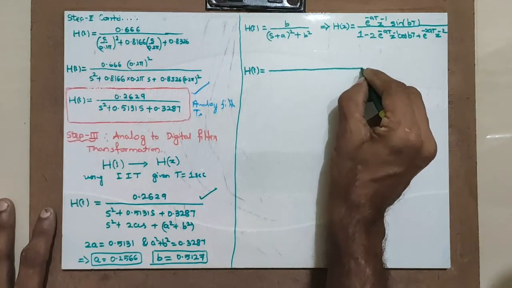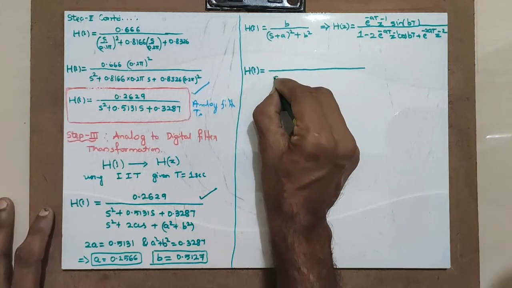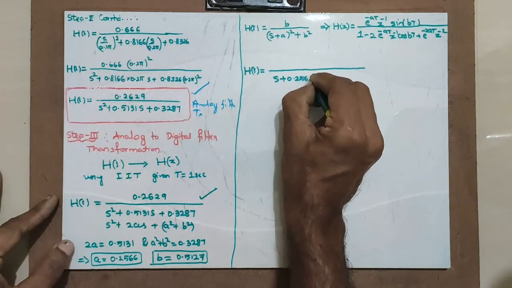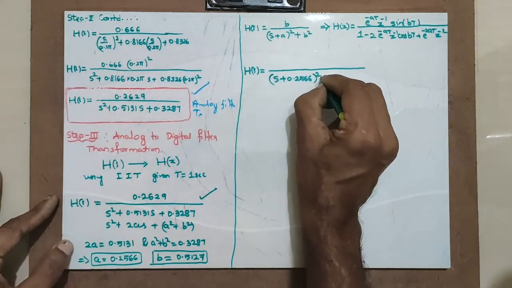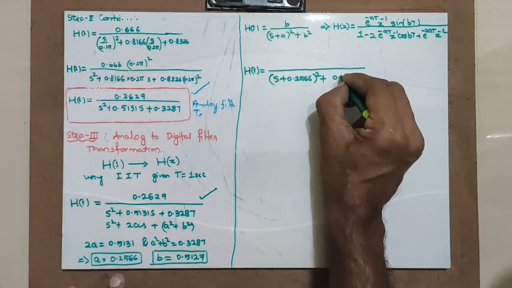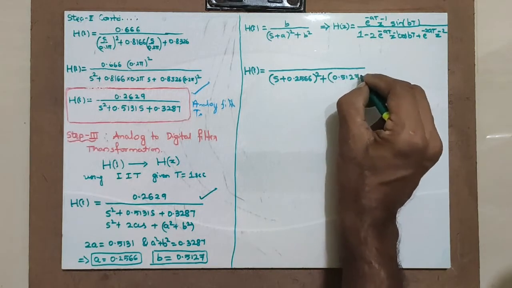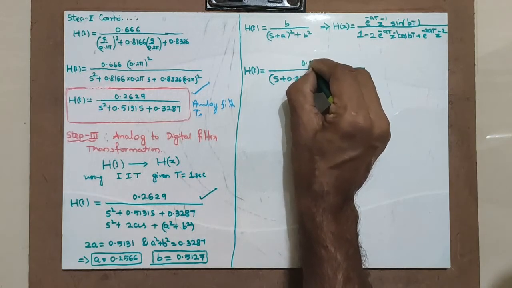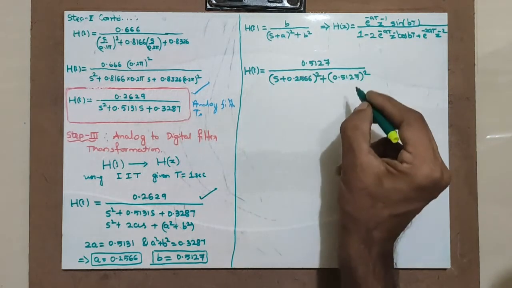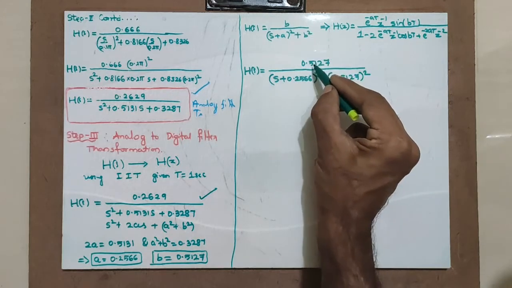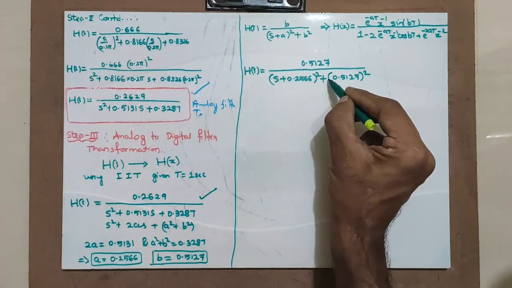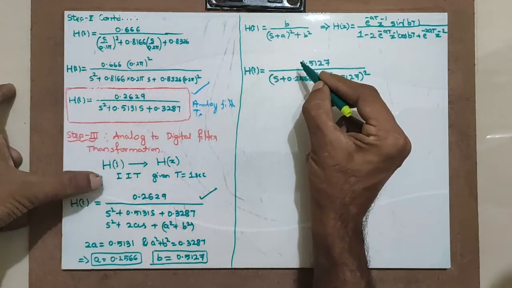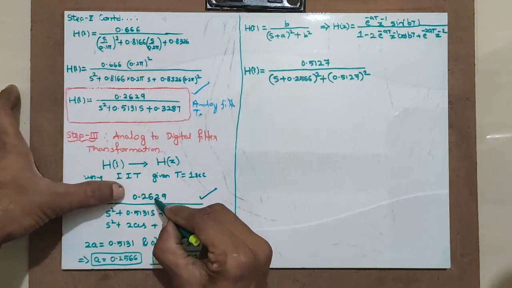What way I will write is, I will write (s plus a), where a is 0.2566, whole square plus b, 0.5127, square. Now here again I will write b, 0.5127, because I want it in the standard form, b divided by (s plus a) whole square plus b square. When b comes here, for the original H of s it is not b, but it is 0.2629.